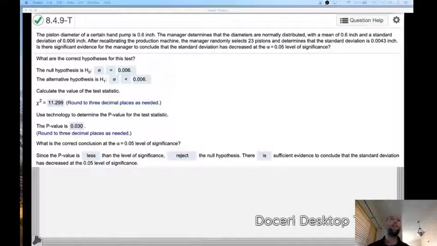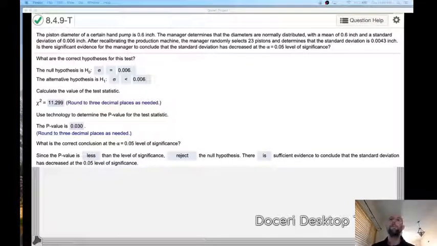We're told that the piston diameter of a certain hand pump is 0.6 inches. The manager determines that the diameters are normally distributed with a mean of 0.6 inches and a standard deviation of 0.006 inches. After recalibrating the production machine, the manager randomly selects 23 pistons and determines that the standard deviation is 0.0043 inches. Is there significant evidence for the manager to conclude that the standard deviation has decreased at the alpha equals 0.05 level of significance?